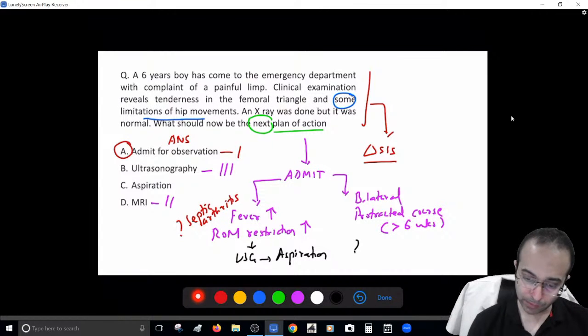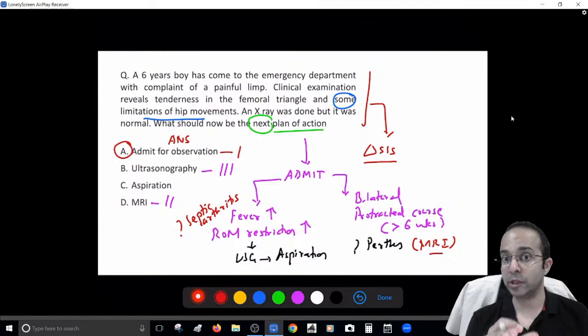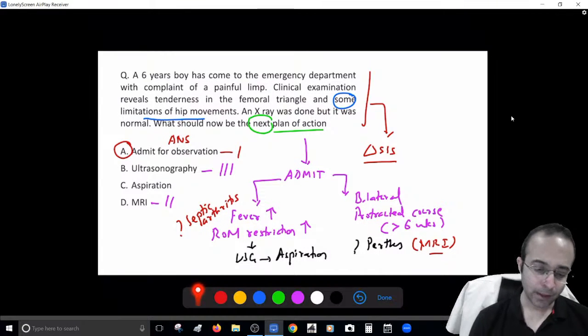This is where you have to keep a query for Perthes, and this is where the role of MRI comes in. Perthes disease, avascular necrosis of the femoral head. Got my message? So please understand, here it could simply be transient synovitis.